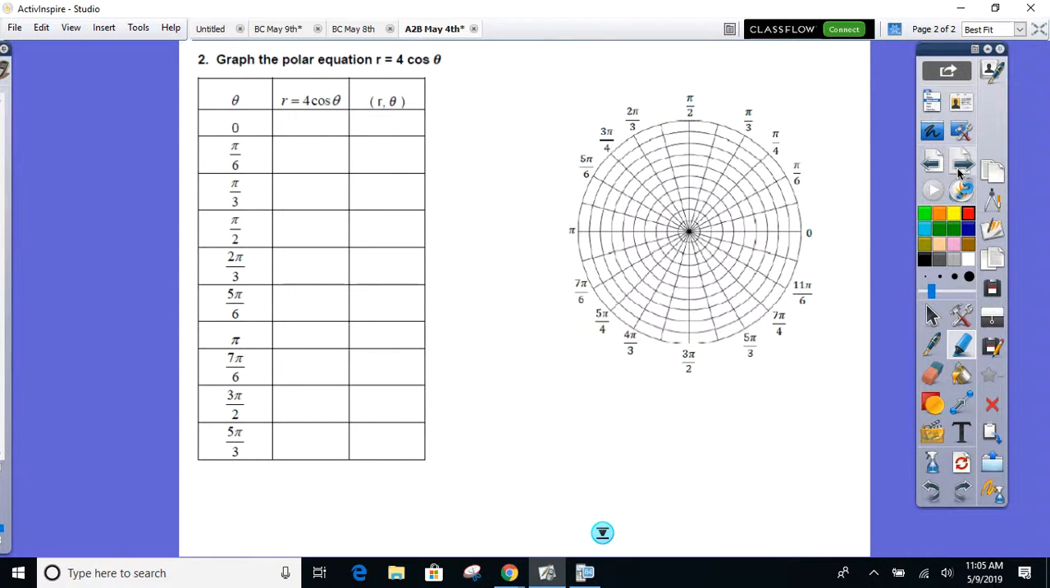I got r equals 4 cosine theta. So not as easy as a number. Got your calculator ready. Everyone's got a calc in front of them. Because we're going to have to plug in values here. Look at, hey, first of all, before we do anything, look at your theta values. They're all in what type of measurement? Radians. So probably a good idea to do what before we get started? Change your mode into radians. All right, change your mode into radians.